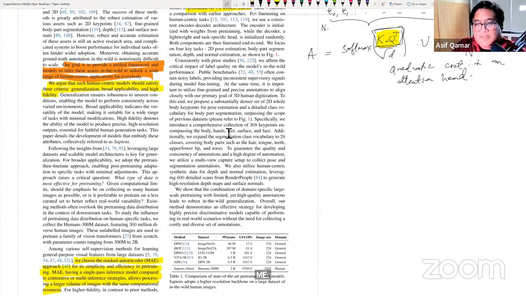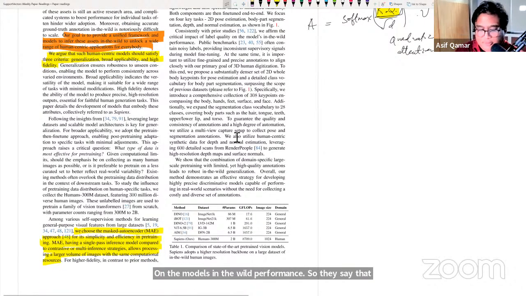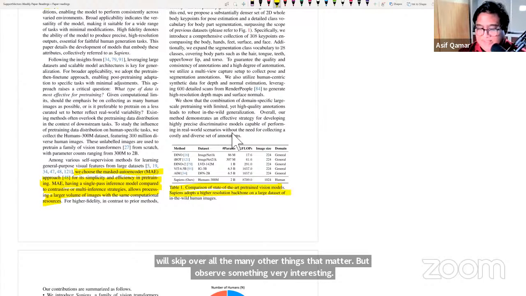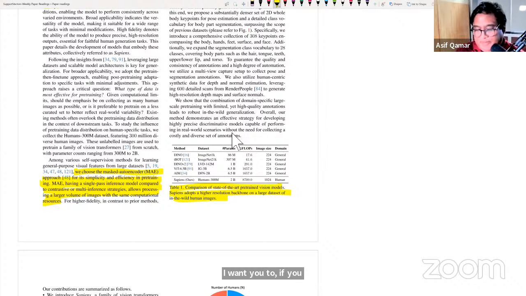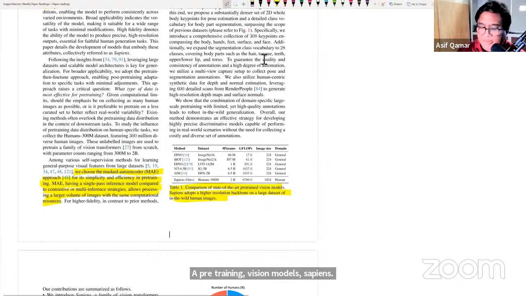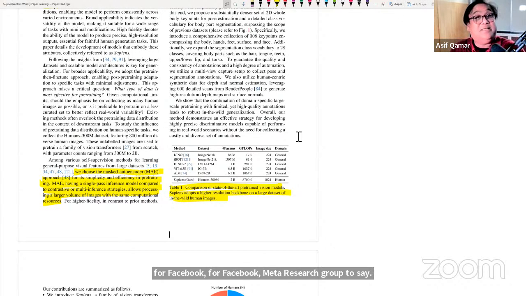So consistent with prior works, we affirm the critical impact of label quality on the model's in-the-wild performance. So they say that, yes, these things matter, many other things matter. I will skip over all the many other things that matter, but observe something very interesting. Please pay attention to this comparison of state-of-the-art pre-training vision models. Sapiens adopts a high resolution backbone on a large data set of in-the-wild human images. Well, for Facebook, a Meta research group, to say images in the wild human images.